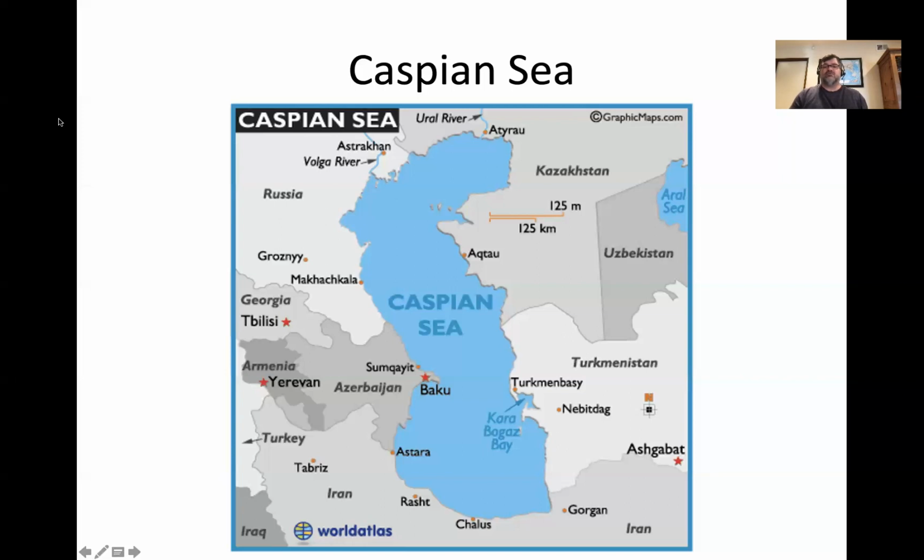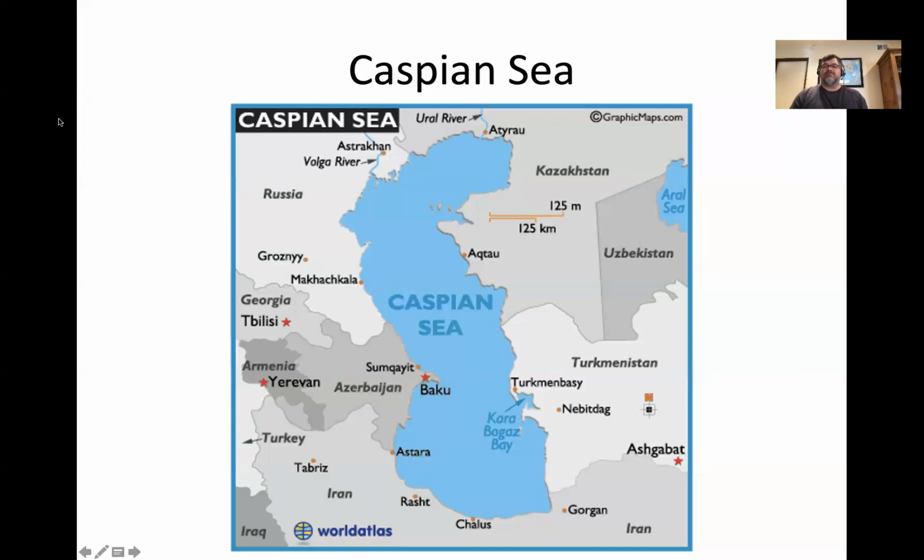Second technicality is, well, how much of it now belongs to Russia? When it was the Soviet Union, it had more. So notice at the northwest side, we see Russia labeled there. But on the northeast side, it's Kazakhstan. On the southeast side, it's Turkmenistan. On the southwest side, it's Azerbaijan. And on the south side, it is Iran. So we have 5 countries that have claims to coastline and thus parts of the water of the Caspian Sea.